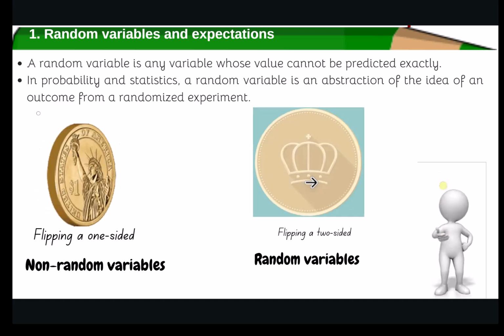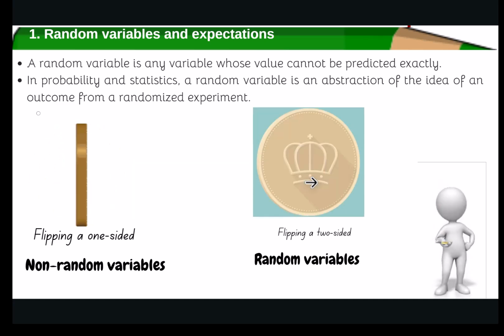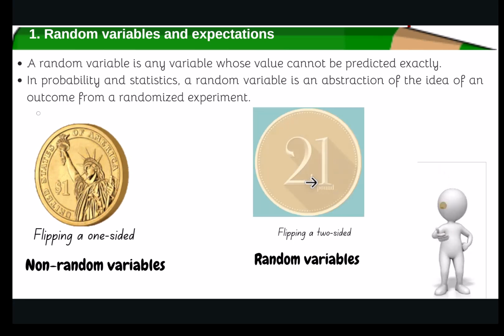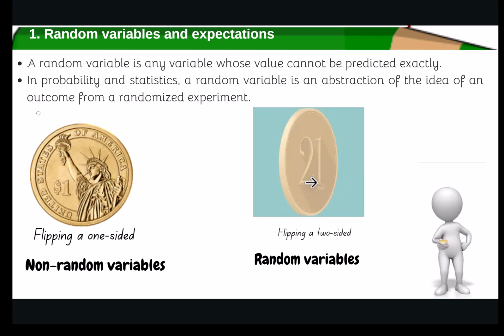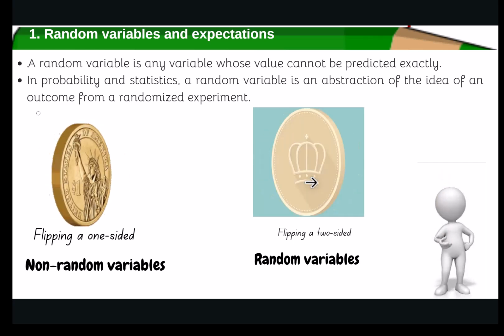So the term random variable in mathematics refers to neither randomness nor a variable, because it is a mathematical function whose domain is some possible outcomes in the sample space.